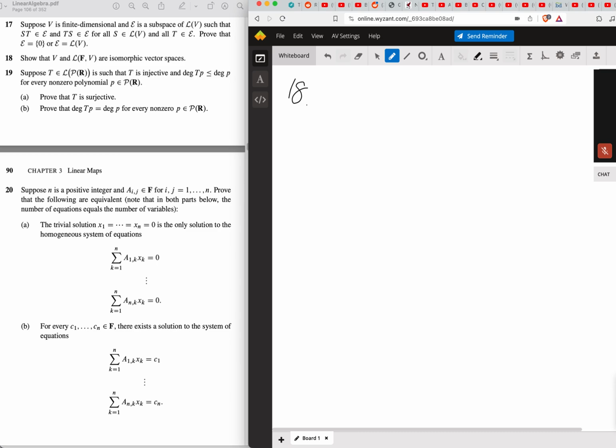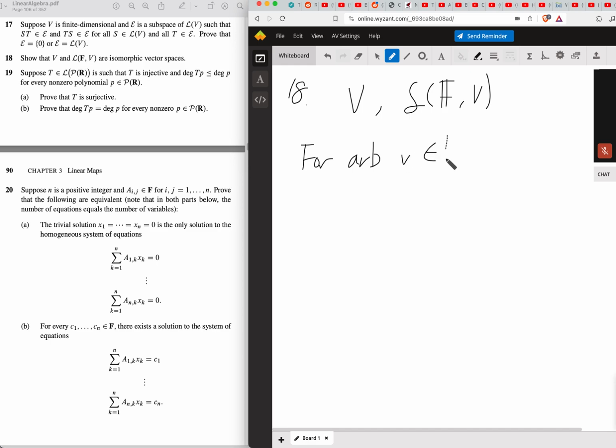Alright, let's go to question 18. So we have V and the set of all linear maps from F to V. We want to show those two are isomorphic. So first, what you probably want to do is construct an isomorphism, because it doesn't specify V is finite dimensional. So speculating on the dimensions of these things is kind of pointless. But in fact, if they were finite dimensional, this question would probably be already over.